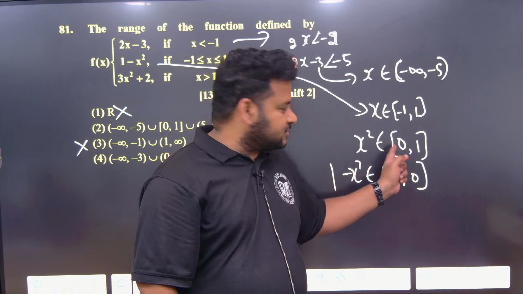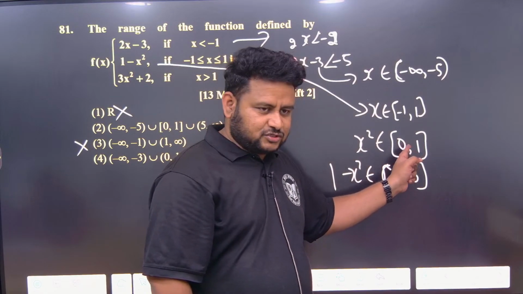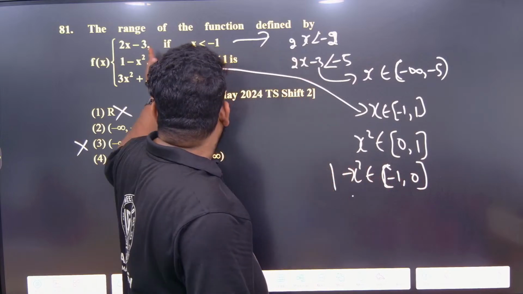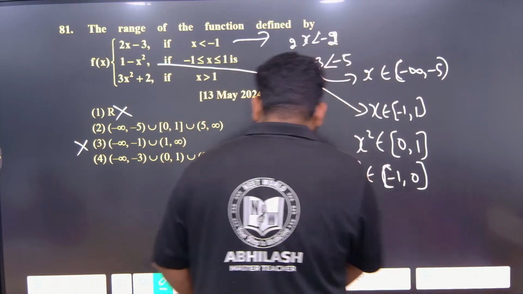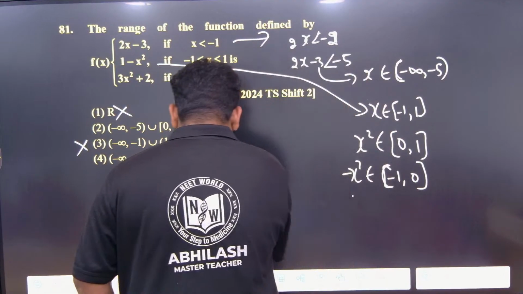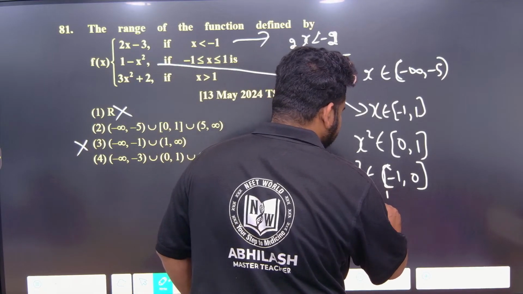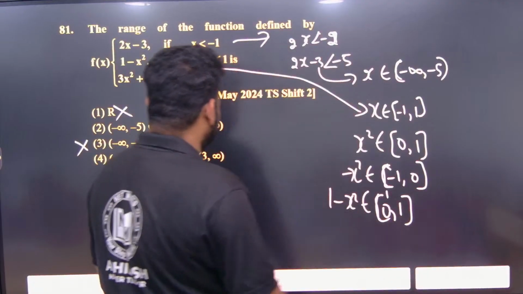I will multiply with minus 0, minus 1. So minus 0 is 0 itself, and minus 1. So minus 1 should come first and 0 should come again. Then I am adding 1. So if I am adding 1 here, 1 minus x square will become 0, 1.